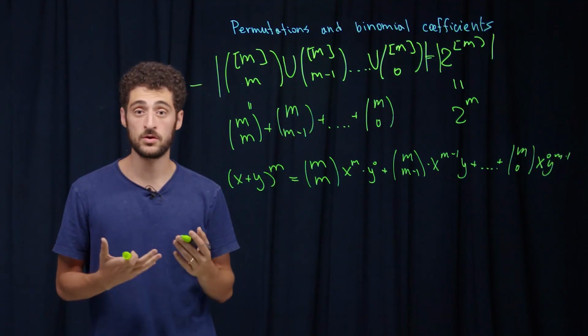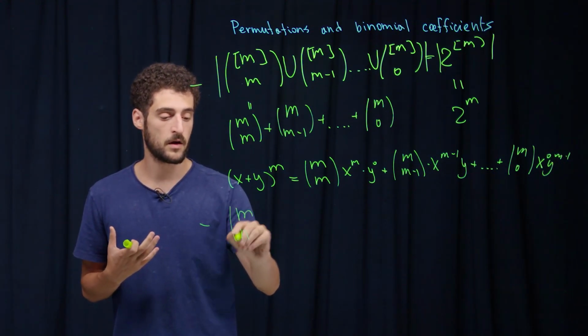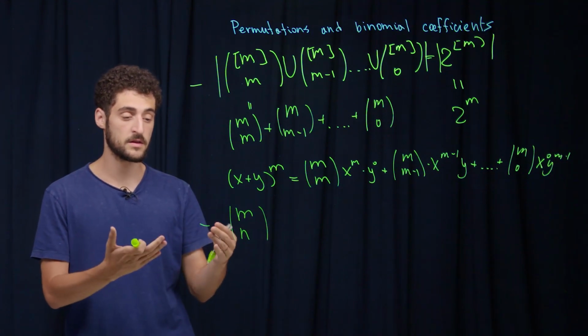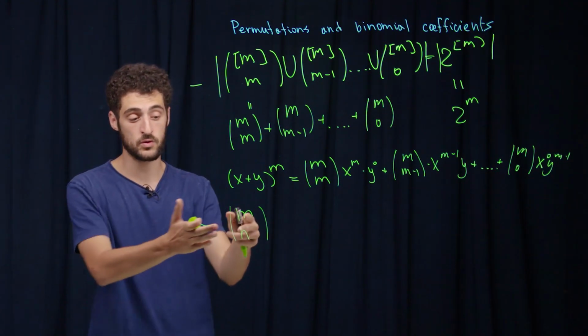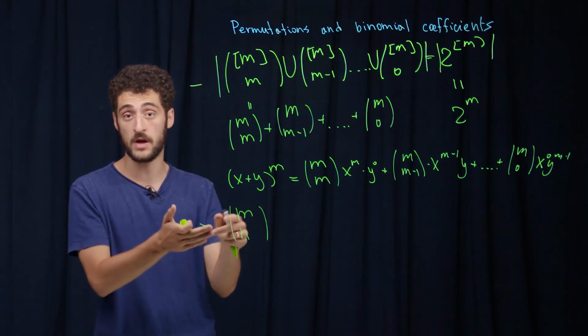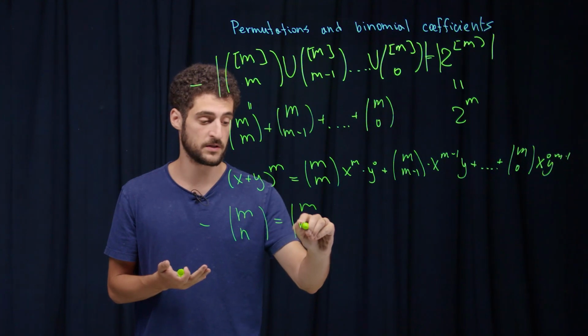We also may choose n elements out of m. And notice that it's the same number as to choose m minus n elements, because we may choose n elements and keep them, or we can choose n elements and throw them away. So we have this equality.